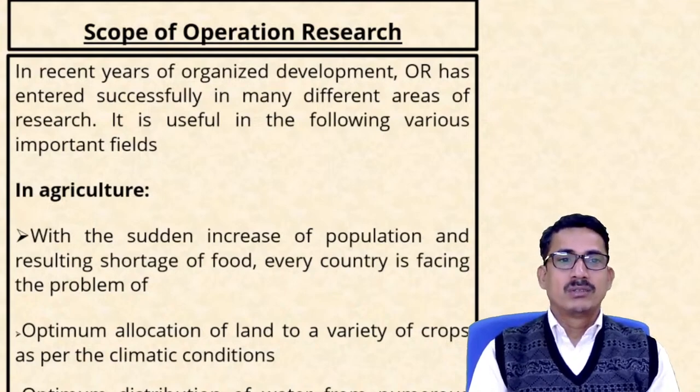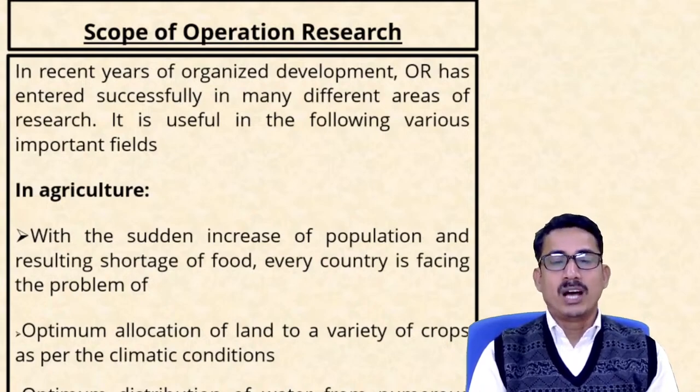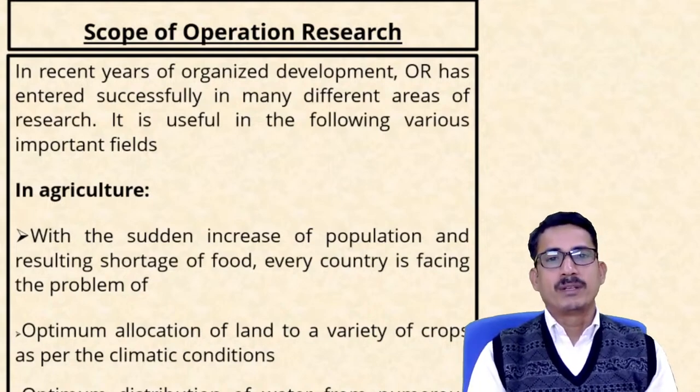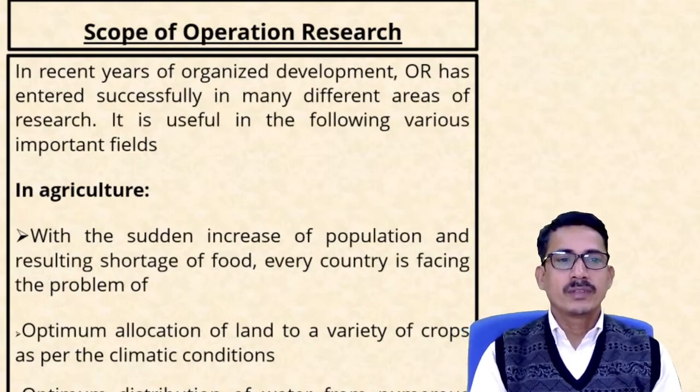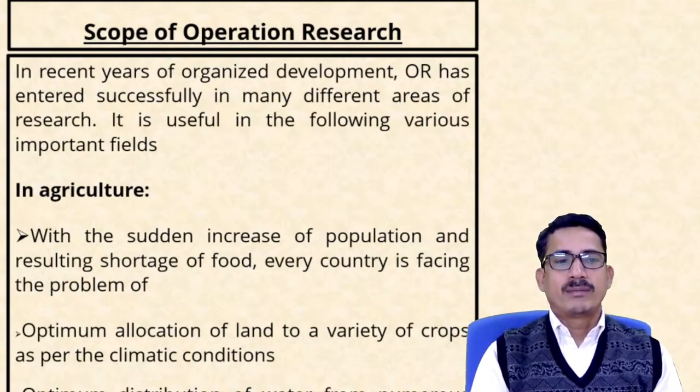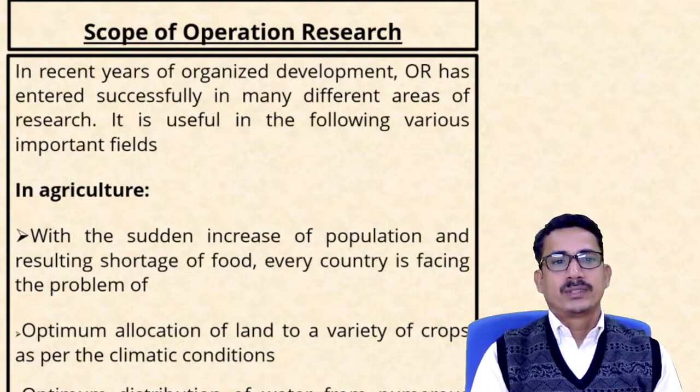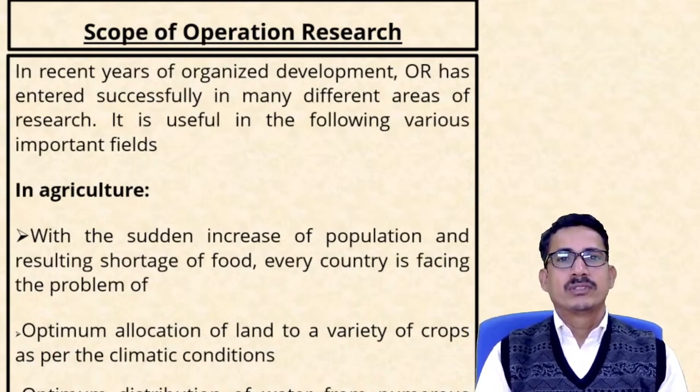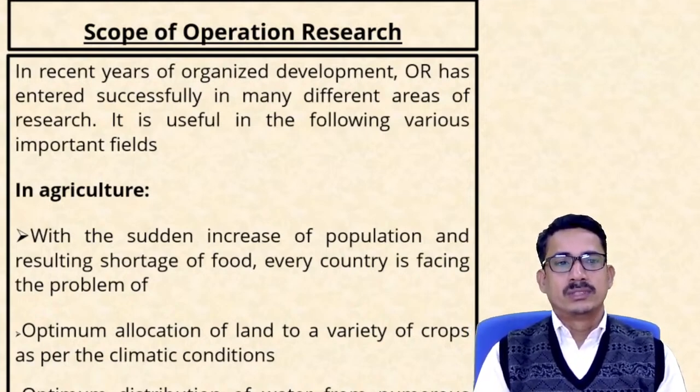Let us say this. If you talk about population, as you know, day by day population is increasing, there is a shortage of food. With all these difficulties, how are you able to recover from this? I mean, how able to sustain? Again, the optimization concept is used. And the optimal allocation of land to a variety of crops as per the climatic conditions. As I said, climate conditions are one of the factors. It directly affects your output. And coming to the next one, optimum distribution of water from numerous sources like canals for irrigation purposes.